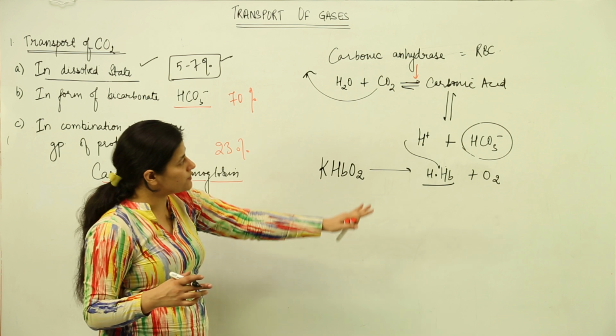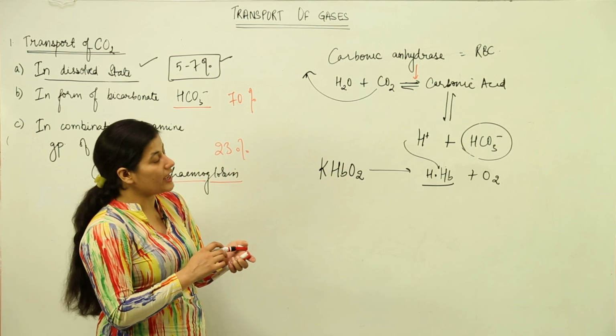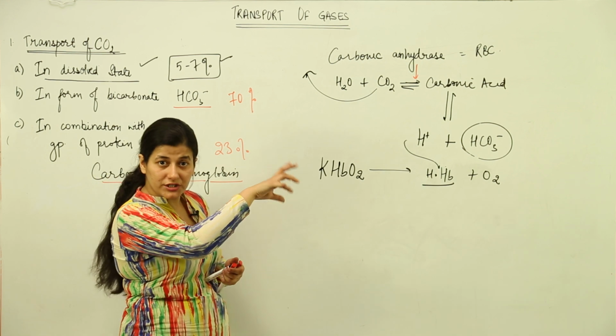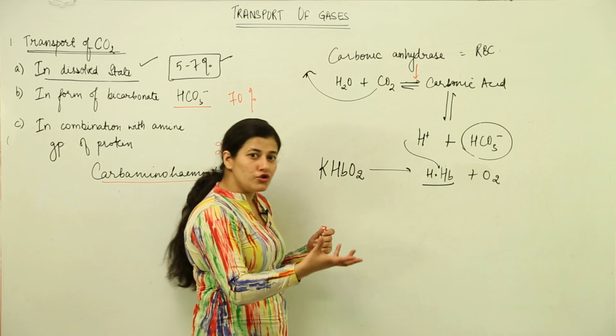So this is what takes place inside the RBCs, and this is how the bicarbonate ions are able to transport the carbon dioxide from the tissues to the lungs, where it can be thrown out of the lungs.